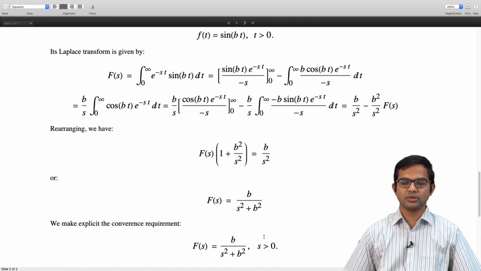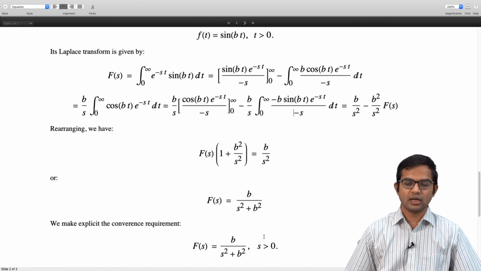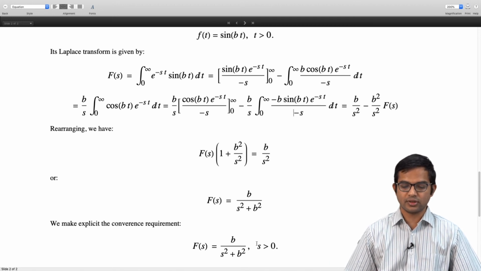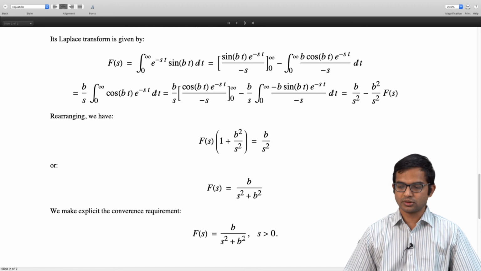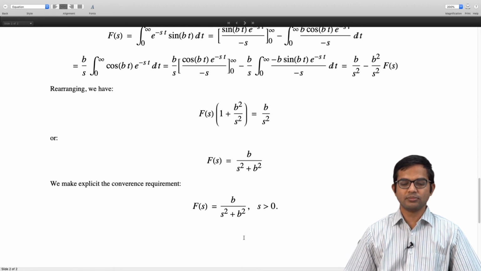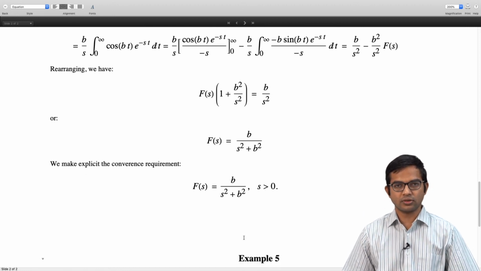So this is a convergent integral, as you can check, right? We have used this when we were doing this integration by parts. So this is a convergent integral if s is positive. For s greater than 0, f of s is just given by b over s squared plus b squared. So let's look at one more example, which is actually a close cousin of this problem.